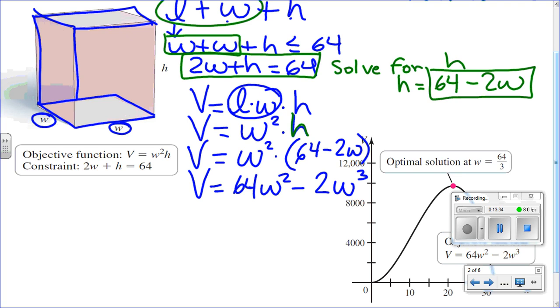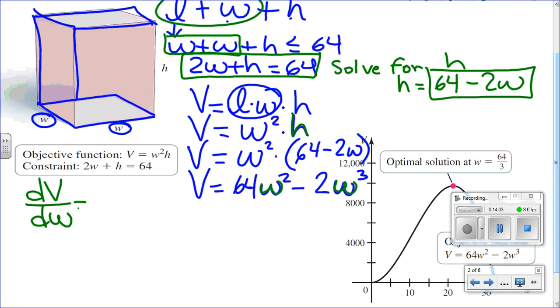Now from there, we're going to take the derivative. In this case, we're going to call it dV. We want to know how fast the volume is changing with respect to the width. We can do that because we turned the length into w, and then we turned the height into an expression with w. Does it make sense? We have to do that because we just want to have one variable here, w.